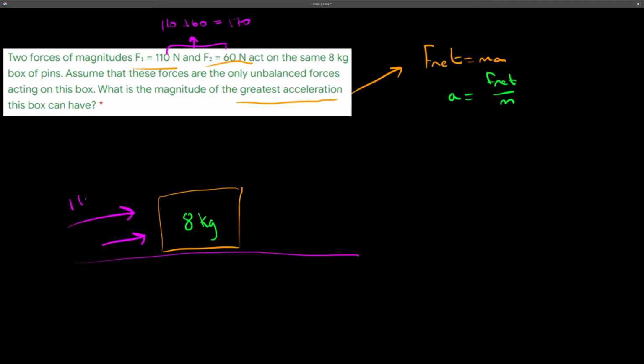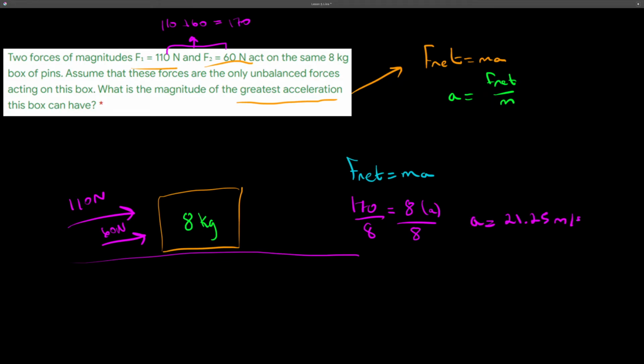So I have 110 here, and I have 60 here. And we can simply use F net is equal to ma. If we add these, it's going to be 170, equal to the mass, which is 8, times A. If I do this on a calculator, A is going to be equal to 21.25 meters per second squared.